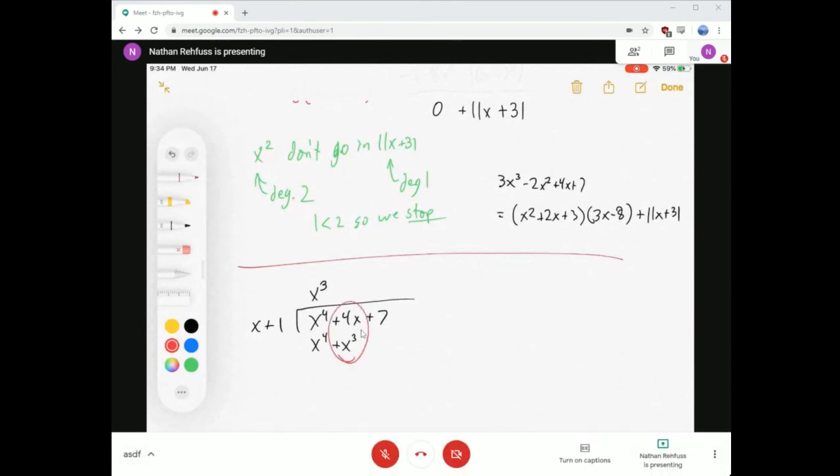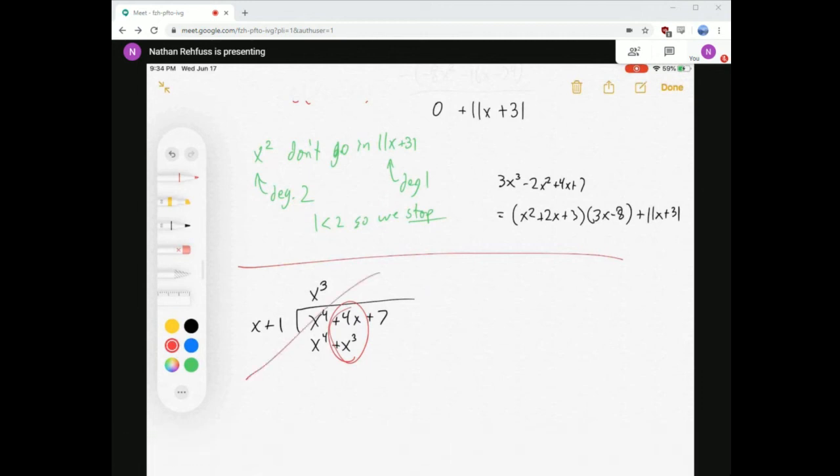These fellows right here do not match. I've got an x cubed in the x's column. What in the world? What happened? This is awful. What I need to do is respect that there's supposed to be an x cubed column.